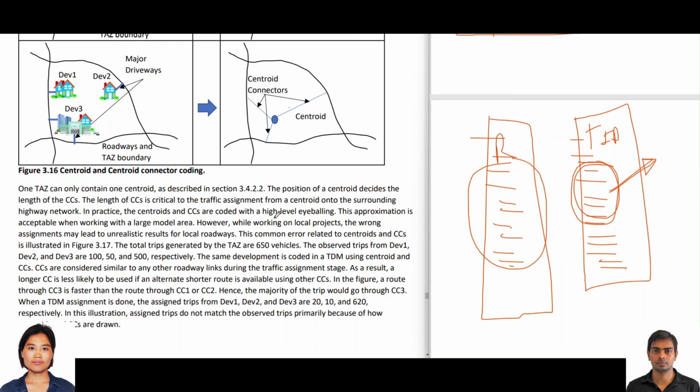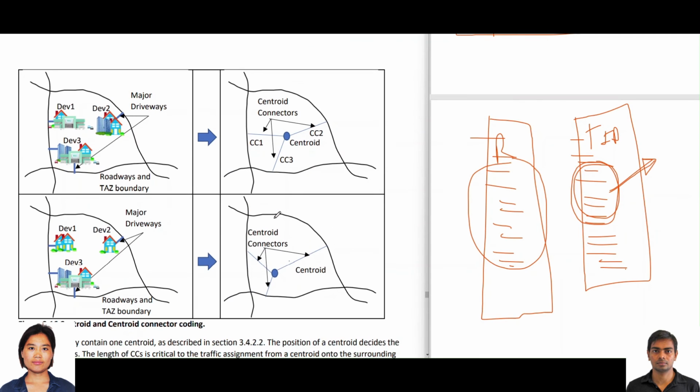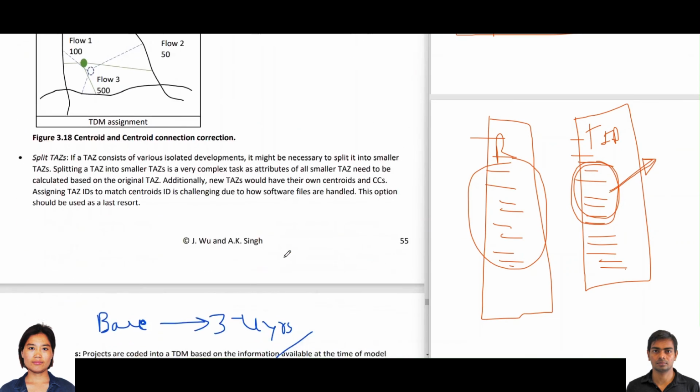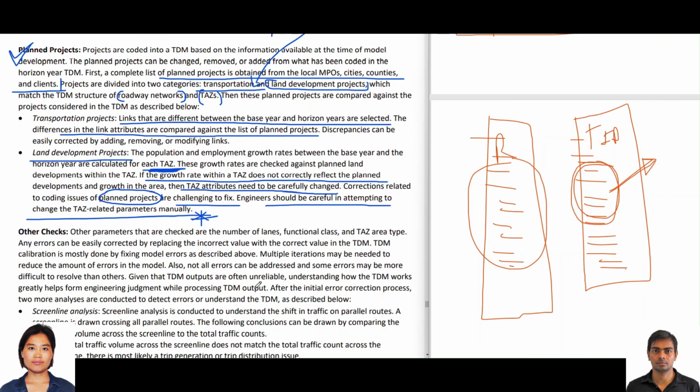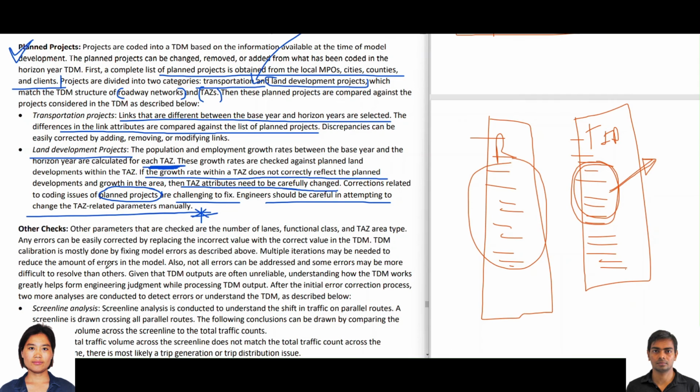So far we are trying to fix the errors related to link speed, related to centroids, related to centroid connectors, now related to planned or coded projects, then coded land development projects, and this is the last one. We are trying to figure out the errors in other roadway network coding. In the next video, we will be looking more towards what to do after we have fixed the errors, like the general errors we can find. Then we do some deeper analysis to see what is going on in the model.